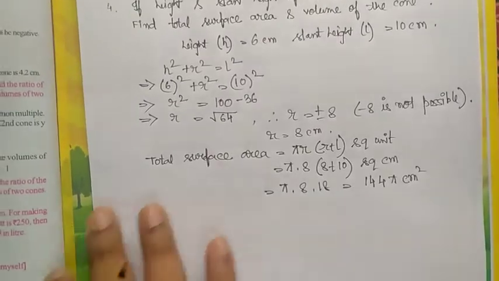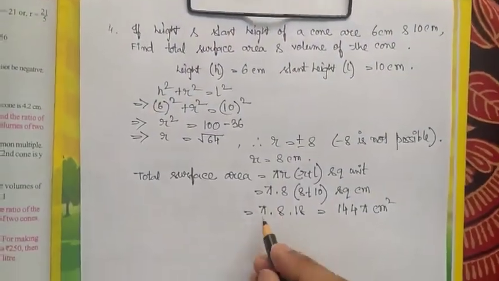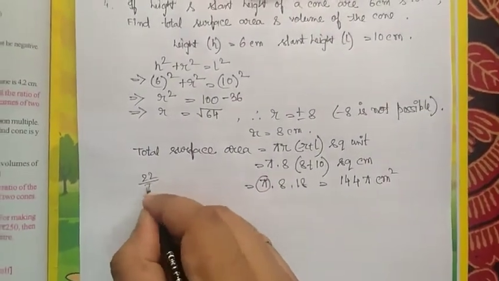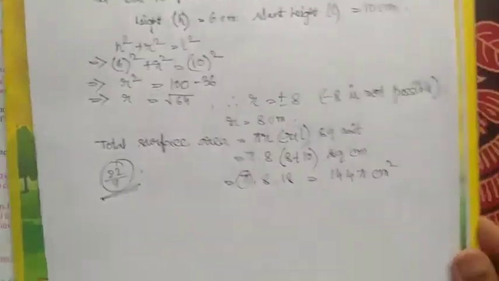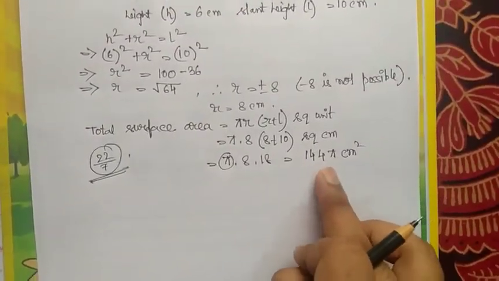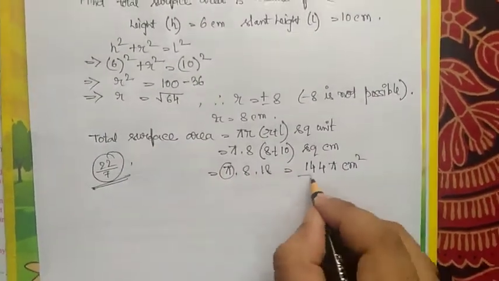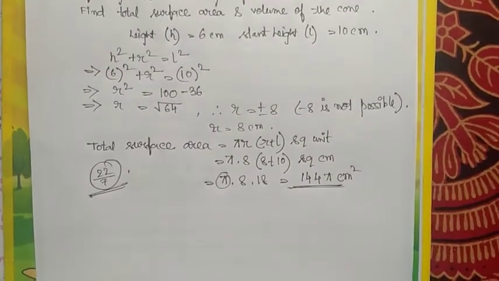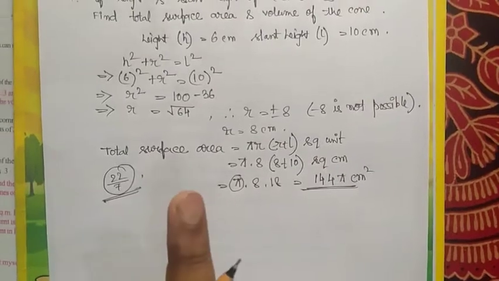Now previously, when we did sum number 1 and 2, I discussed that the value of pi is 22 by 7. We know that, everyone. But here 144 is not divisible by 7. So our answer is in pi formation. So the answer should be 144 pi centimeter square. Now we have to find the value of the volume.